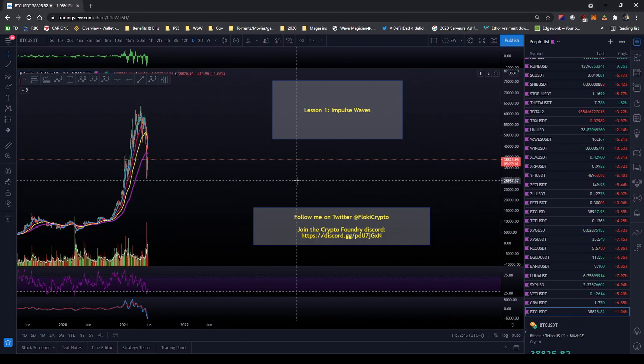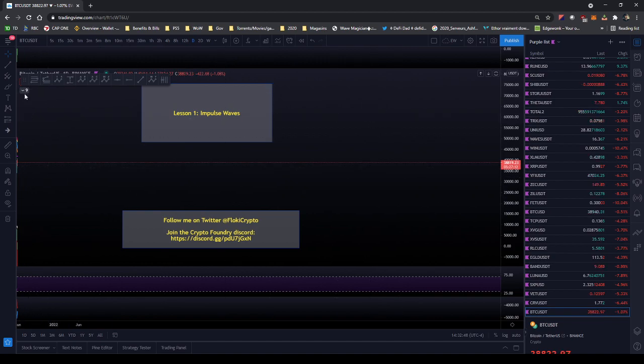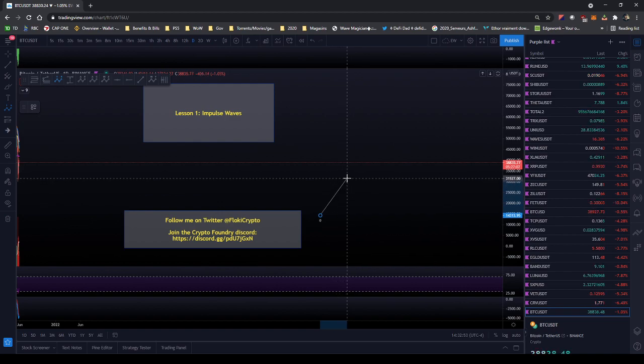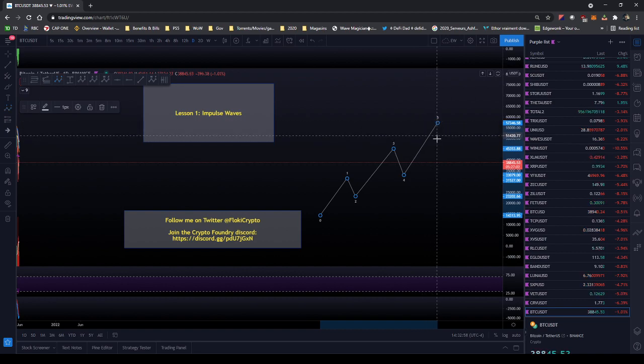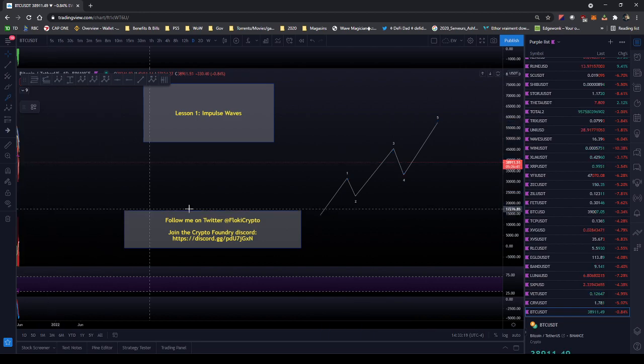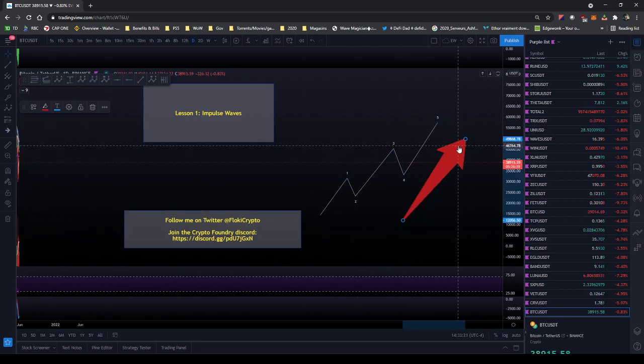So what does that look like, graphically speaking? It looks like this. In these lines, you basically have a series of 5 waves. You have wave 1 of the impulse, which is upwards. So you see the trend here is up.